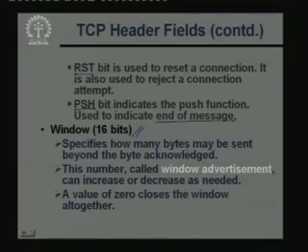So, it specifies how many bytes may be sent beyond the byte acknowledged. This number is called the window advertisement. Now, this number can be increased or decreased as per the requirements.